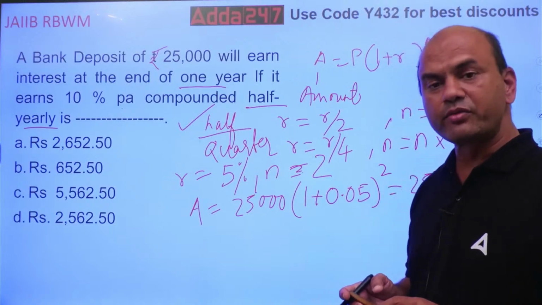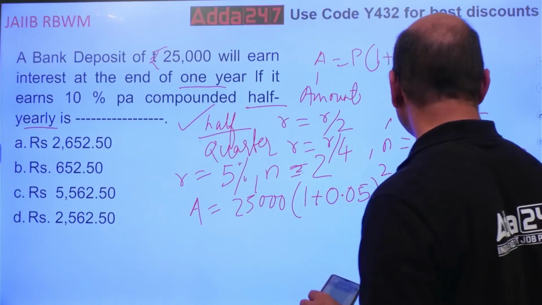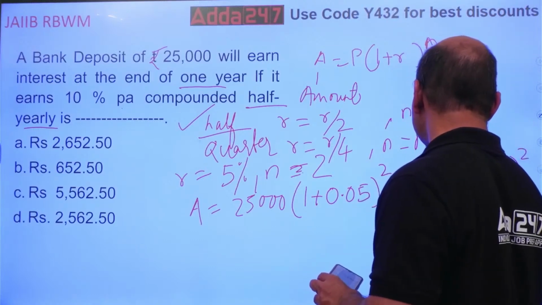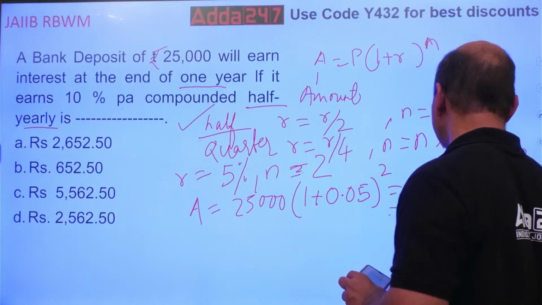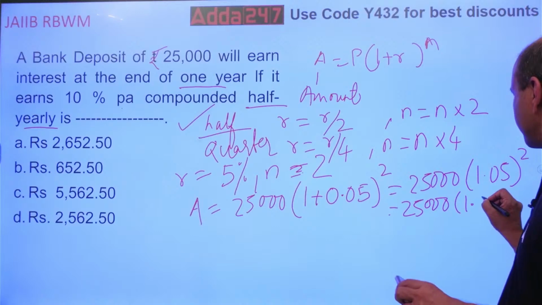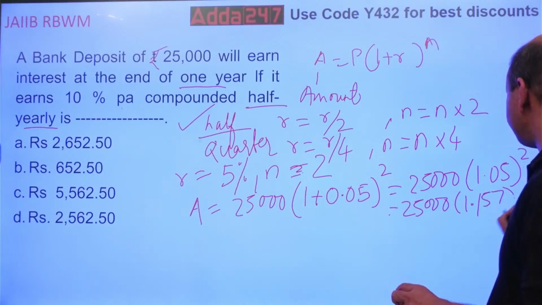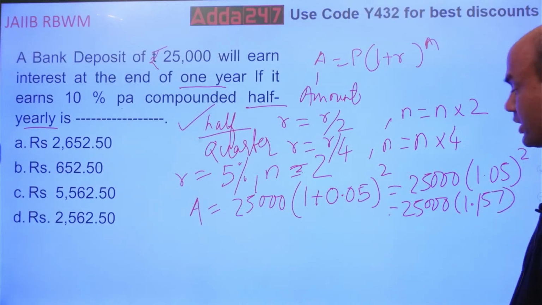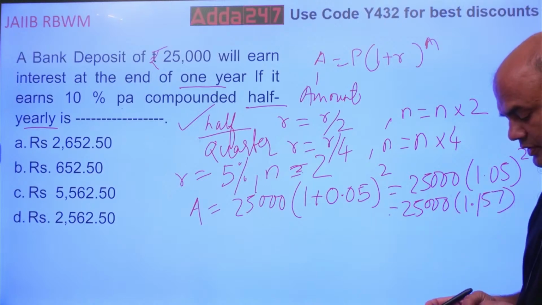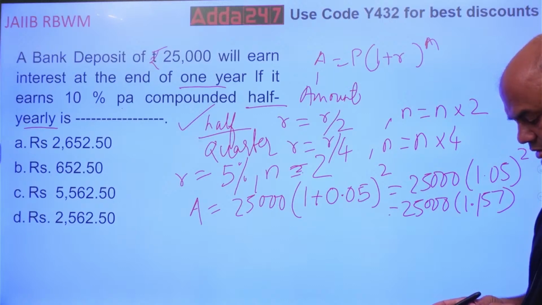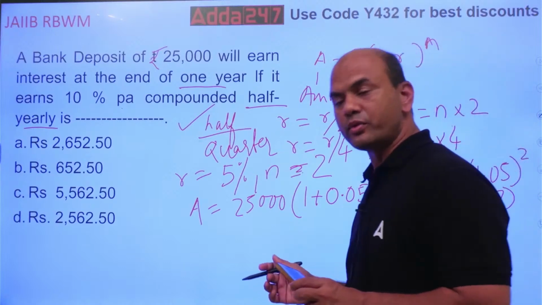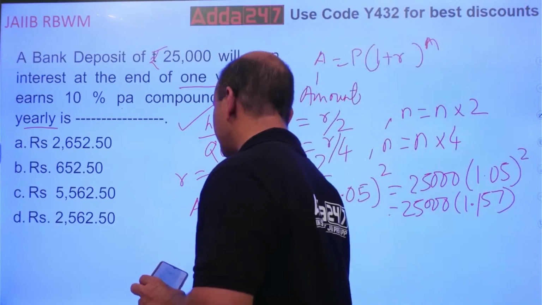So 1.157. I am getting 25,000 into 1.1576. What answer are you getting? Everyone, comment. Now multiply this into 25,000, because you have to multiply it with 25,000. So it is 28,940.